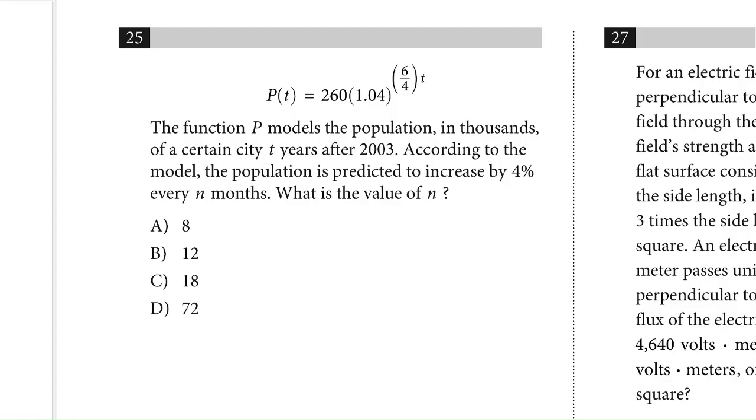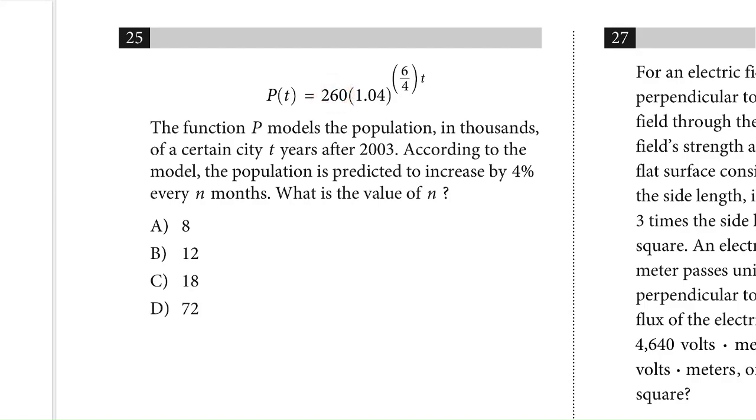The function P models the population in thousands of a certain city T years after 2003. According to the model, the population is predicted to increase by 4% every n months. What is the value of n? A lot of students get tripped up on this question and they wonder why it says 1.04, or maybe they don't know what the 260 is or the significance of the 6/4. So we're going to kind of break all this down here.